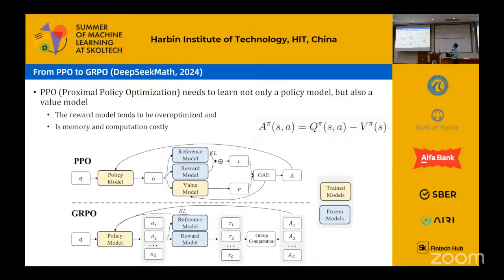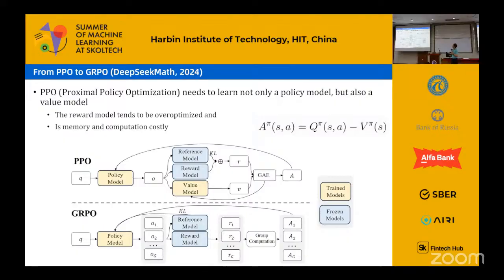Of course, there is a reference model, which is for KL divergence. There's a reward model, which is for reward computation and corresponds to Q. And then there is another value model, which corresponds to this V. So you can see that we have at least two models to learn or to train. Usually the value model is also huge, so that means it's usually memory and computation costly.